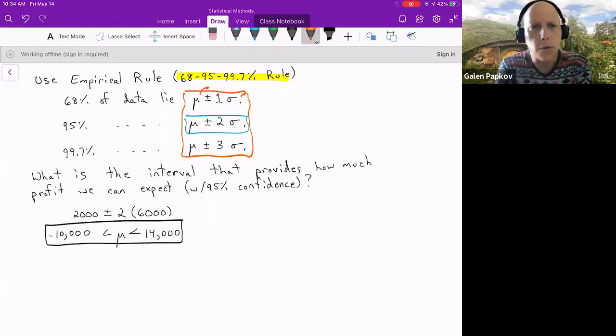And now we want to know, well, what is the interval that provides how much profit we can expect? And let's go with 95% confidence. So 95% is mu plus or minus 2 sigma. Well, mu is 2,000, plus or minus 2 is part of the empirical rule, and 6,000 was our standard deviation. So when you calculate this, you've got that the average profit is somewhere between negative 10,000 and positive 14,000.